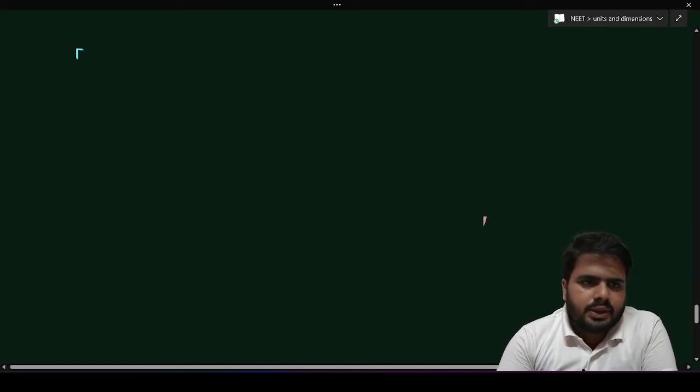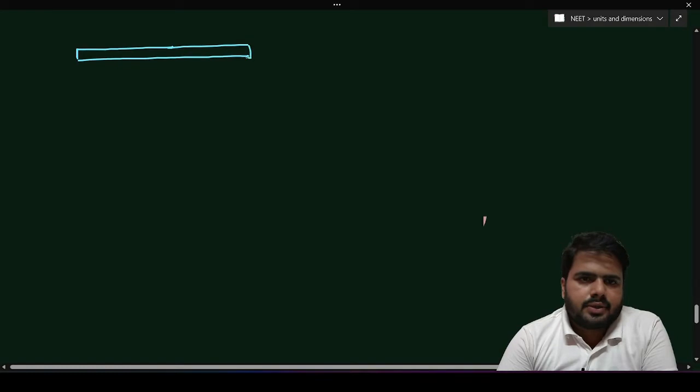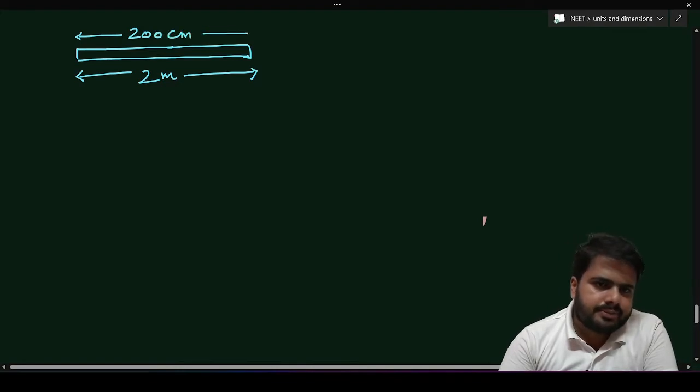Suppose I have taken a rod over here. This is a rod whose length we have to measure. Someone measures the length of the rod to be 2 meter. Similarly, another person measures it to be 200 centimeter. Clear? So both the readings are correct. 2 meter is also correct, and 200 centimeter is also correct.